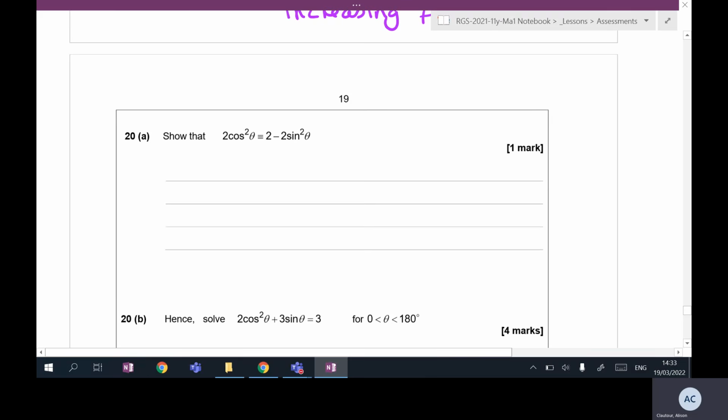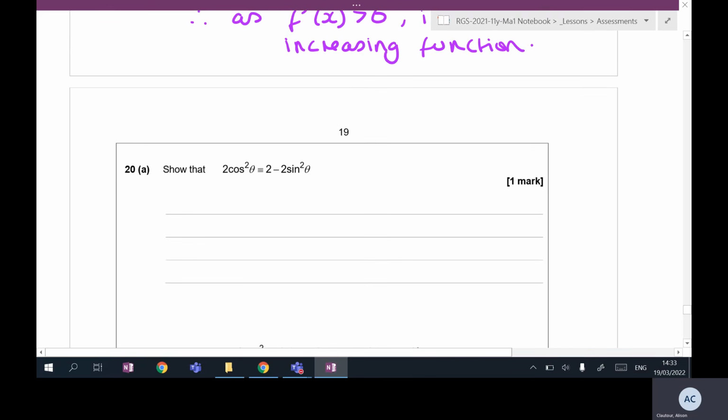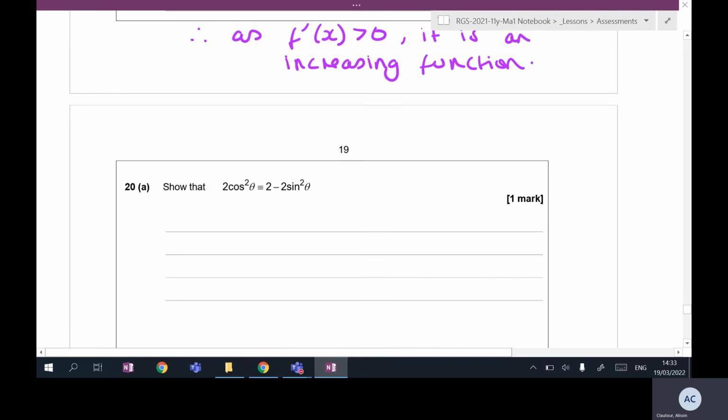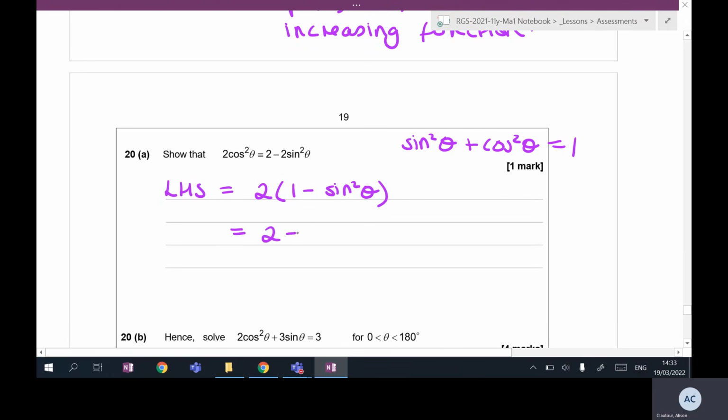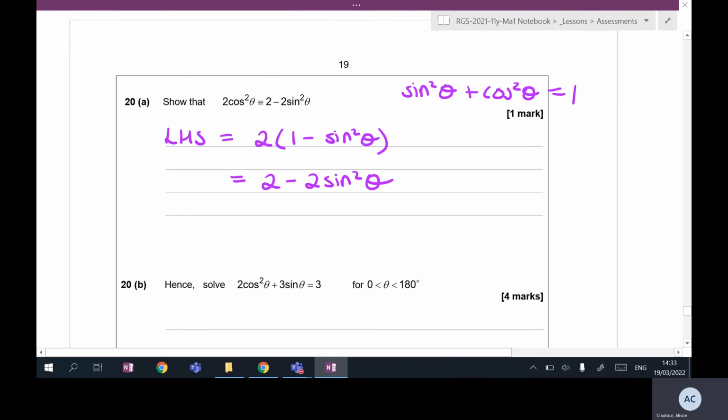Number 20, we've got an identity. So we're showing that 2 cos squared is identical to 2 minus 2 sine squared. So it doesn't matter what side you start with. I'm going to start with the left-hand side because I know I can replace. If I'm trying to turn cos squared into sine squared, I know that sine squared add cos squared is 1. So if you rearrange that, I can replace cos squared with 1 minus sine squared. Okay, I can then expand those brackets, and that was a nice, easy identity for me. Hence, it's only worth 1 mark.